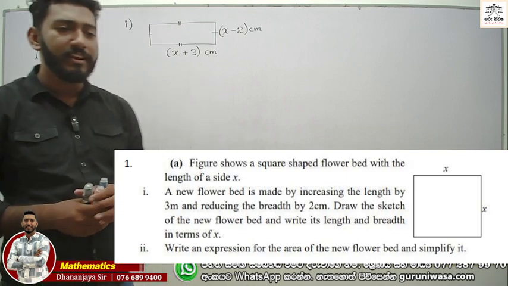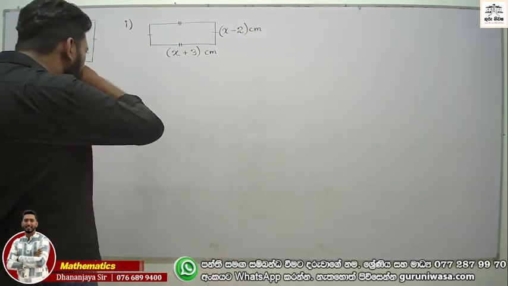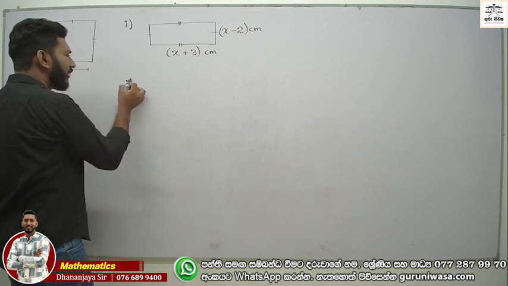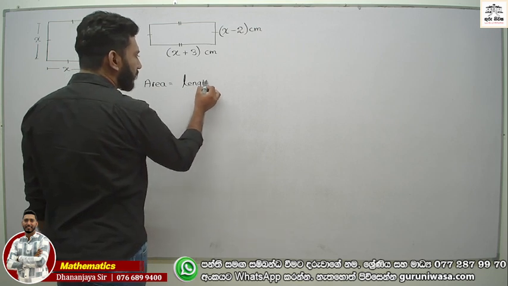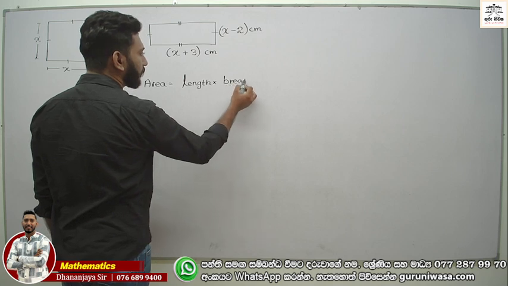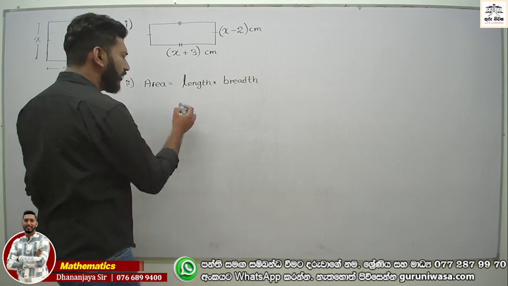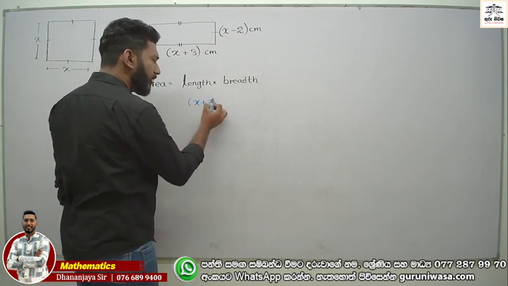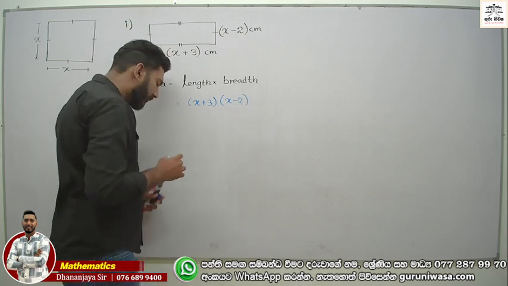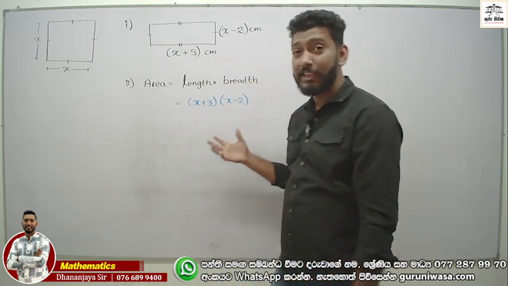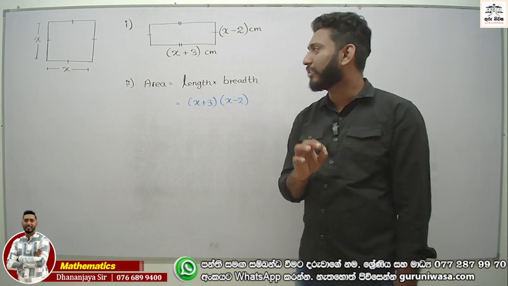Second one: write an expression for the area of the new flower bed and simplify it. Now you need to find the area, and you know how to find the area of rectangular shapes. Area is length multiplied by breadth. Length is x plus 3 and breadth is x minus 2. Actually, this is related to the product of two binomial expressions, and we did this lesson, right? And how to expand these brackets. Now you can find the answer for this one. I will give you 60 seconds for this.